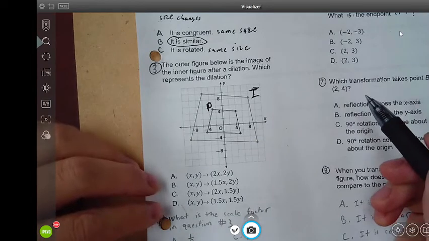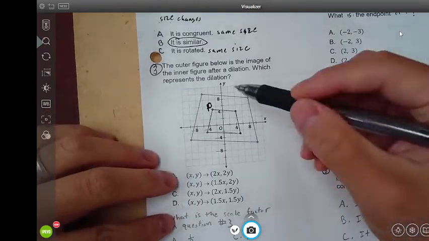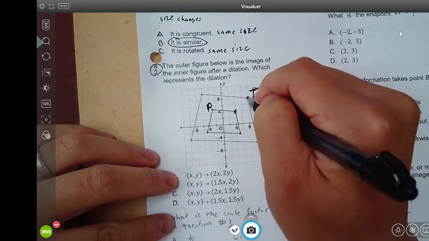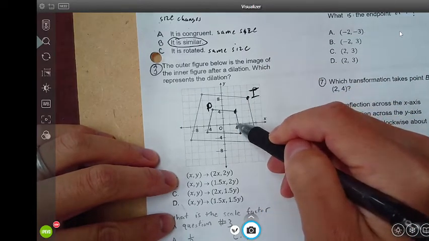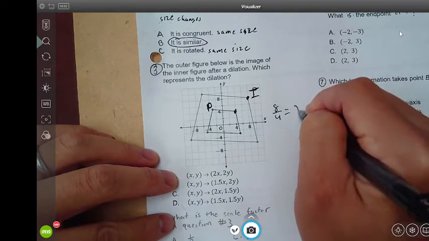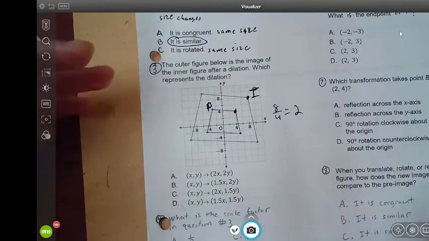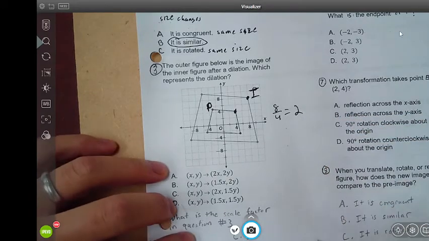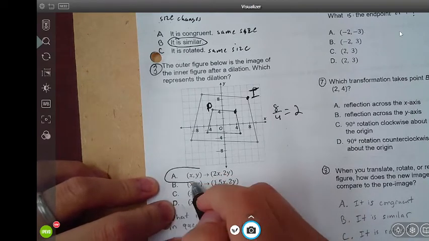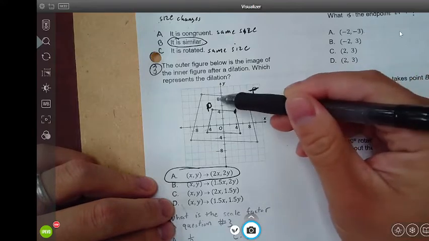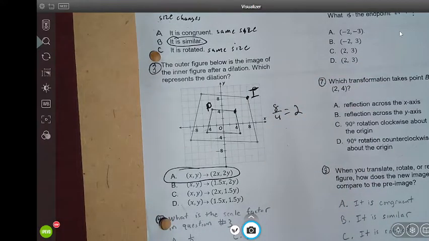Let's see by how much it got bigger. Let's look at this point right here and this point right here. At this point the x is 4, and at this point here the x is 8. So 8 divided by 4 is 2. It got bigger, so it's not going to be 1/2. It's just going to be 2. So x times 2, y times 2. Notice the y for that point is also 8, so the x and the y got bigger by 2.